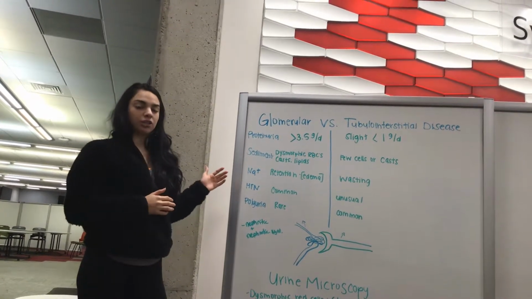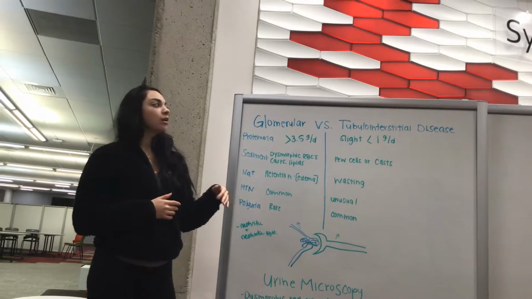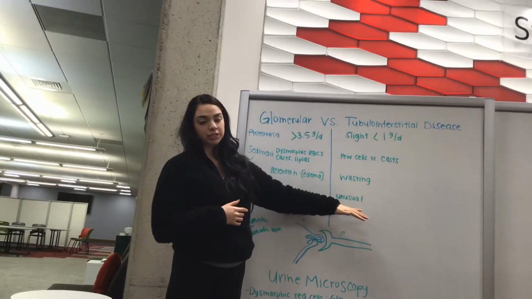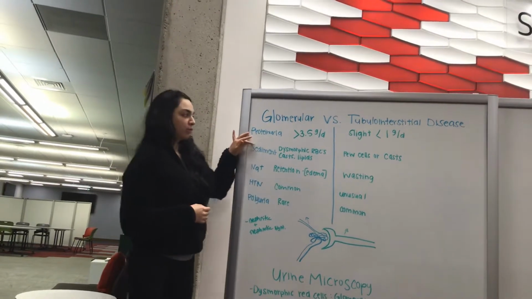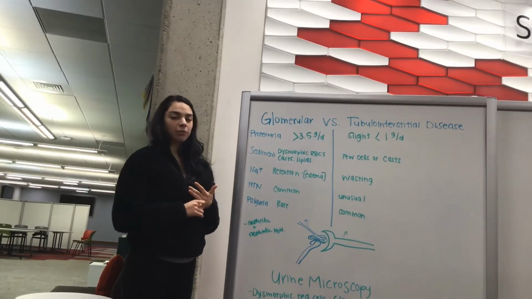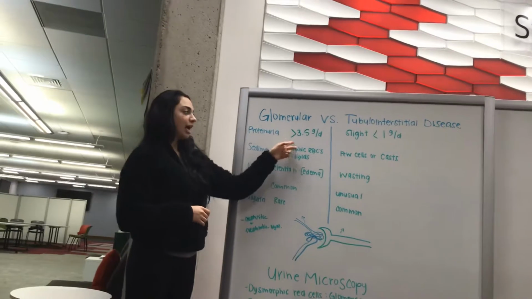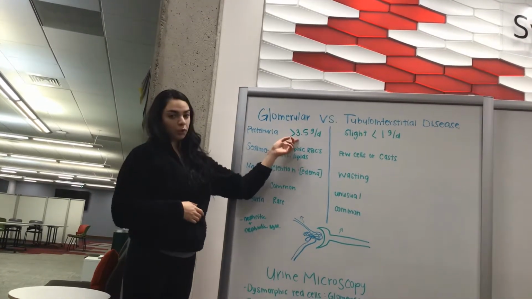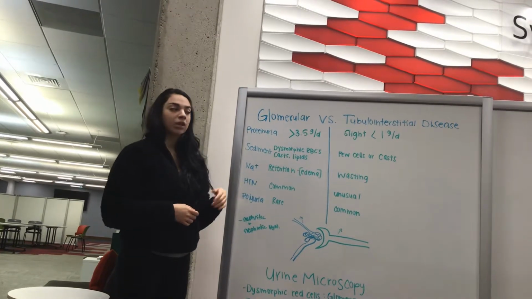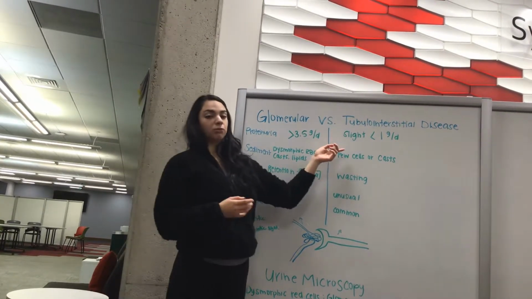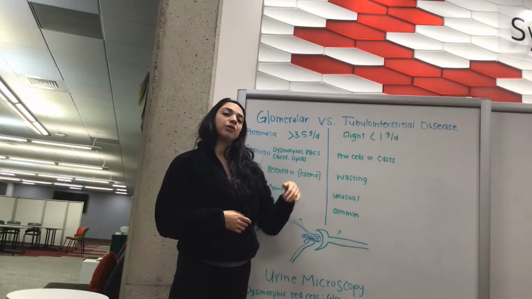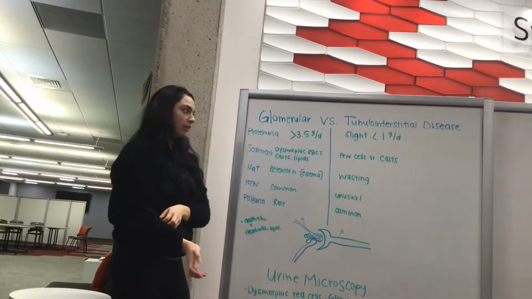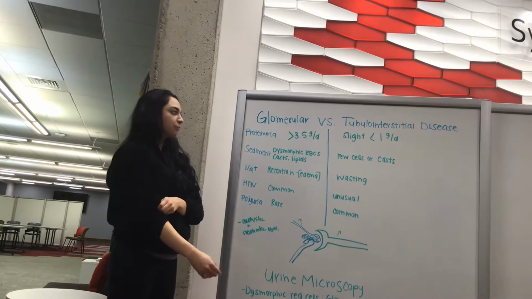We have a nice chart here that compares them to each other. This side is going to be glomerular, where this side is going to be our tubulointerstitial disease. To begin with, we have proteinuria. If there's a problem within the glomerulus, you're going to have an increase in protein in the urine, typically greater than 3.5 grams per day. In comparison, if it's more tubulointerstitial, you're going to have less than 1 gram, or maybe none at all. So it's very minimal with tubulointerstitial disease.